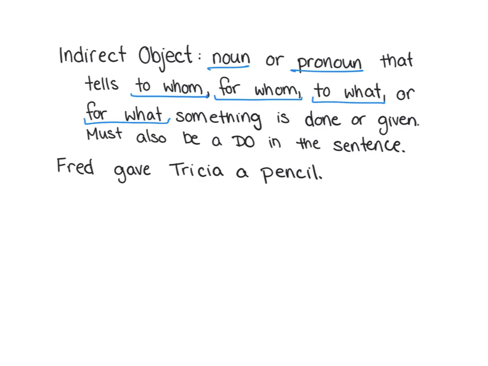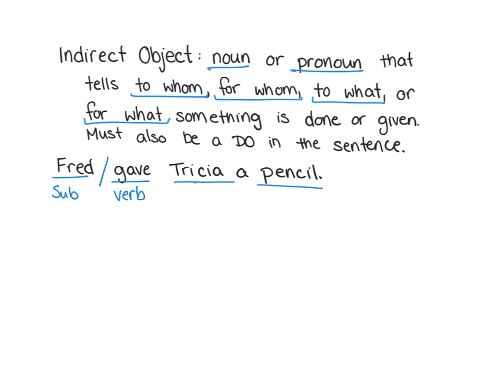Our first example is Fred gave Trisha a pencil. So Fred is the subject of our sentence, right? He is the who or the what that did the giving. So gave is our verb. What did Fred do? He gave. Now this is where we have to decide. We have Trisha and we have a pencil. So we have two nouns. One of them is going to be our direct object. The other one is going to be our indirect object.